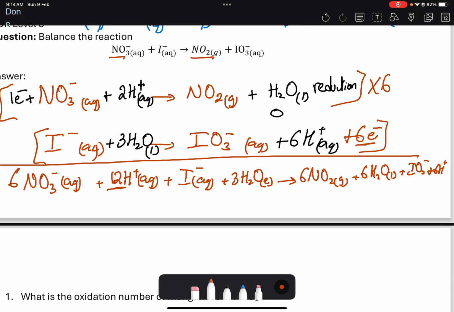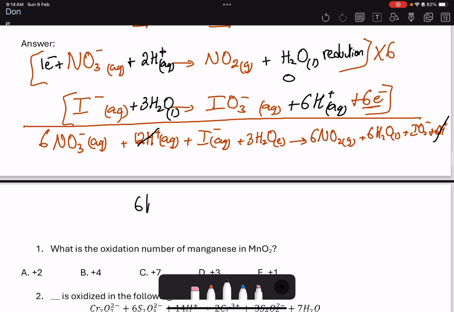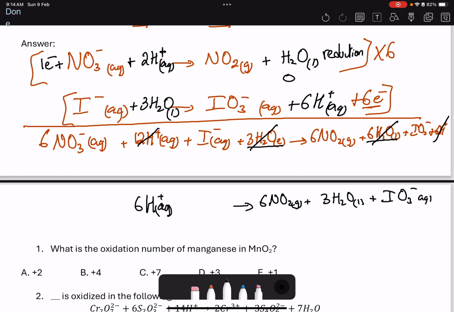Now H+ on both sides will be cancelled. So 6H+ will remain here. And 6H2O and 3H2O, I have 3H2O that will remain on this side. So I'm going to copy the rest. 6NO2 gas and IO3-, and iodide, aqueous and nitrate ion. That's it.